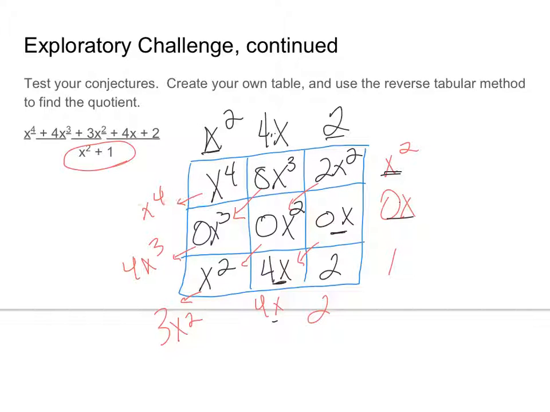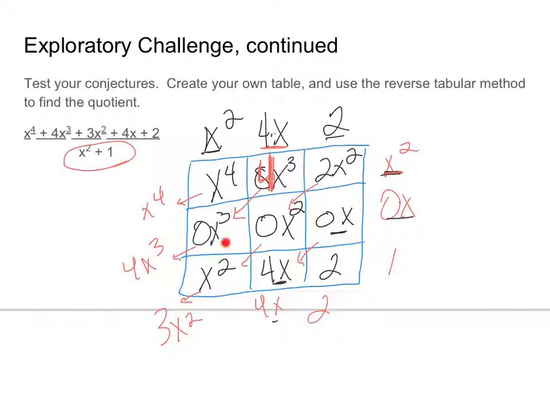X to the fourth. Check. 8 plus 0 is not 4x cubed. Ooh, look at that mistake. That's pretty funny. Did you guys catch that earlier and just not say anything? 4x times x squared is 4x cubed. Phew, that was a close one.